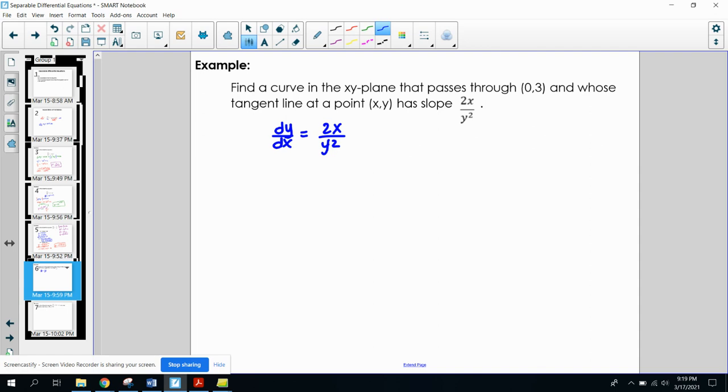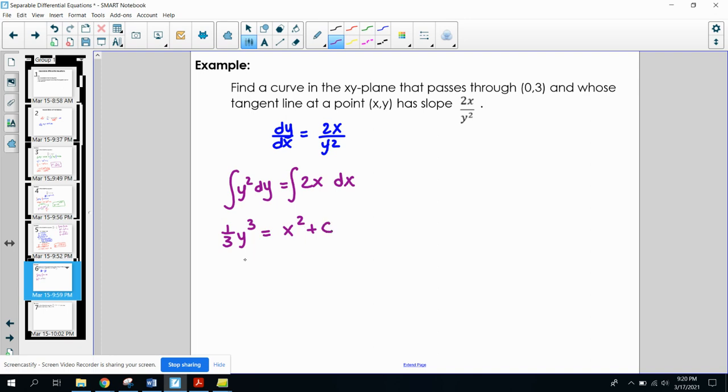What we're trying to do here is find a curve that goes through that point and uses this differential equation. Just like before, we're going to separate the variables. I'm going to multiply both sides by y squared and multiply both sides by dx. So I get y squared dy equals 2x dx. Take the antiderivative of them. This gives me 1/3 y to the third equals x squared plus c.